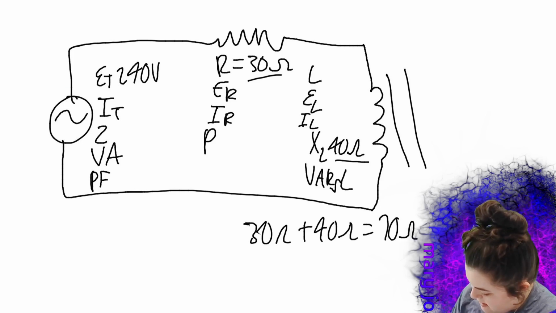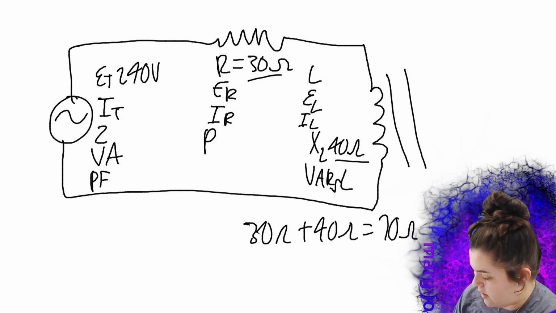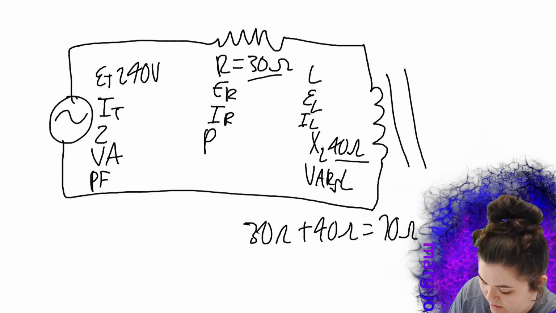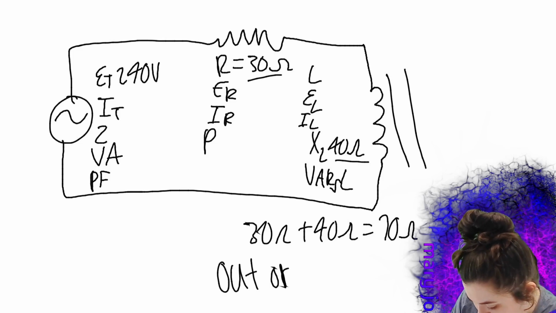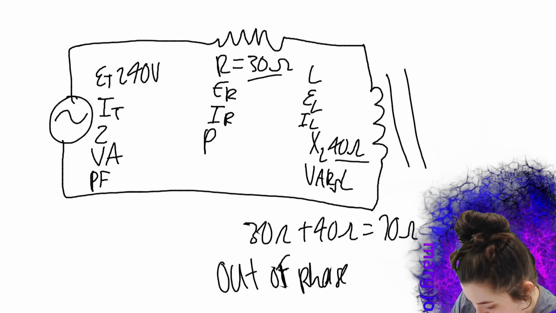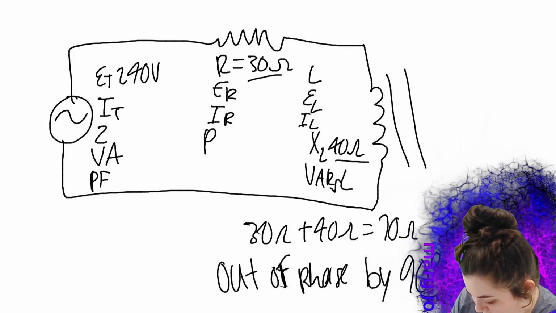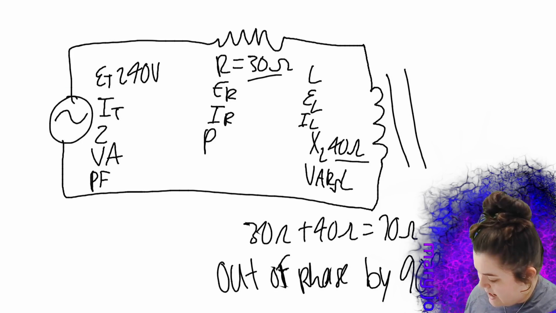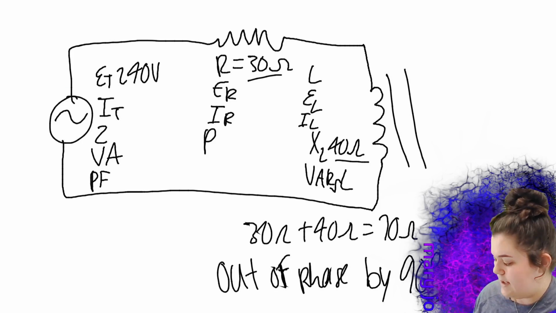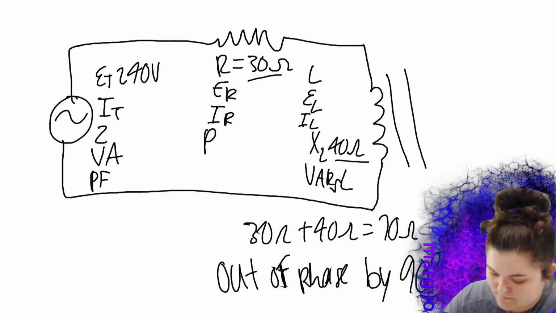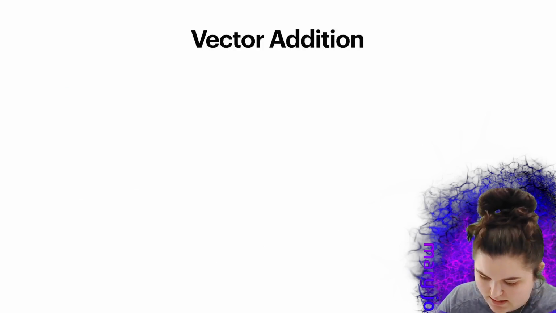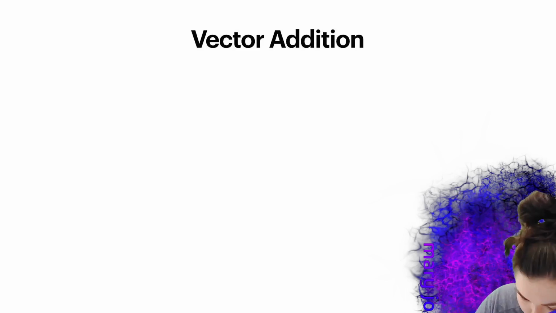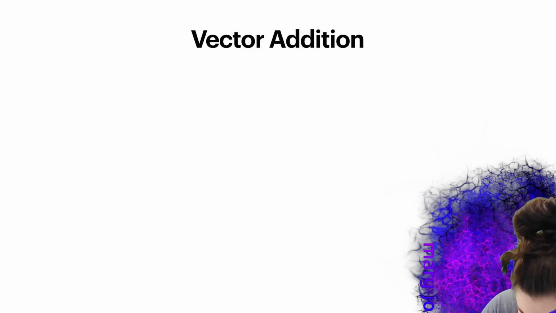But the resistive part of the circuit and the reactive part of the circuit are out of phase with each other. You have to remember that. So they are out of phase with each other by 90 degrees. So you can't just add those two. So we're going to have to find these quantities using vector addition. And how we do that is we look at it like this. Let's say we have a triangle up here.